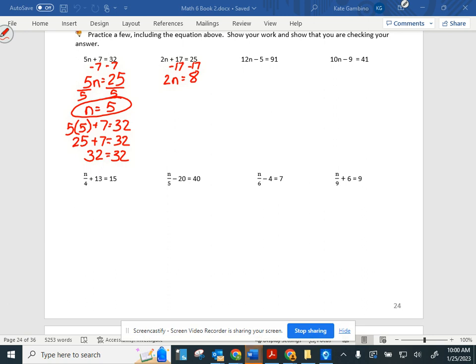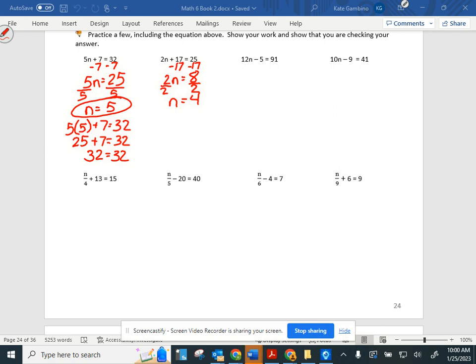Now in SADMEP, we did subtraction, adding. Then we do dividing, multiplying. So what is my second step, Aiden? Divide by 2. I'm going to divide each side by 2. 2 divided by 2 is 1, so I have just n. 8 divided by 2 is 4. Am I done? No.